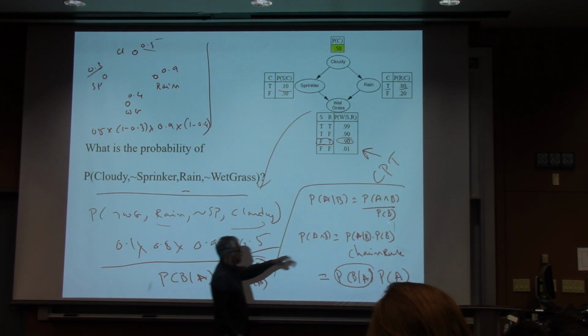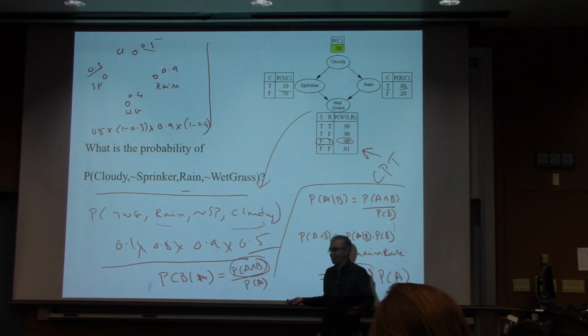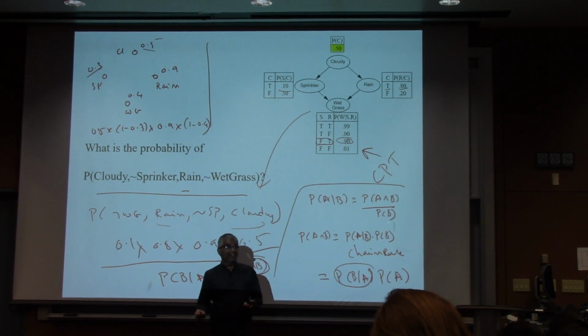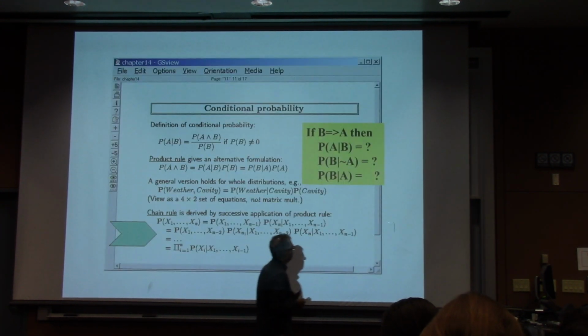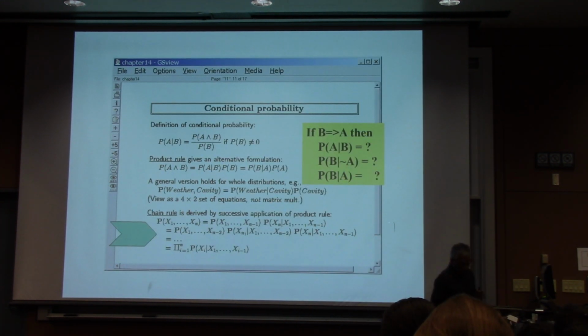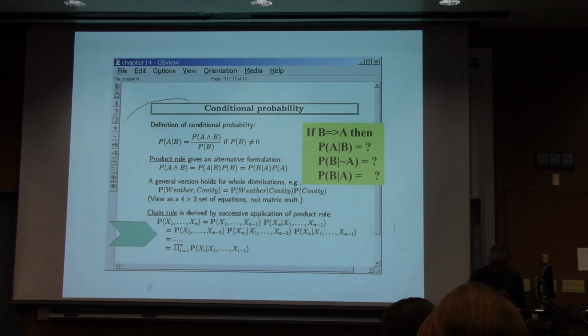And so even though it looks like an extremely silly rule which just changes the order from one side to the other, it's actually extremely useful because it converts causal to diagnostic probabilities and vice versa. Okay? So that's basically all I'm saying here.